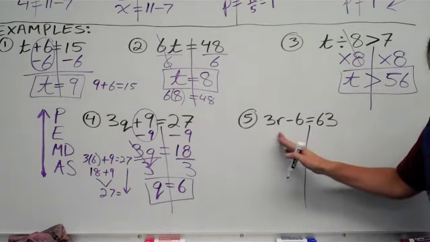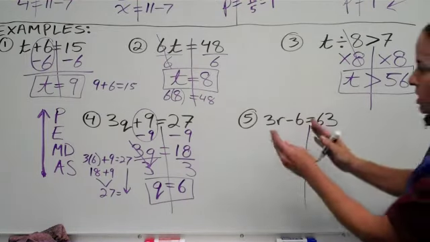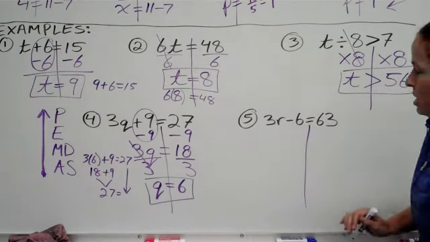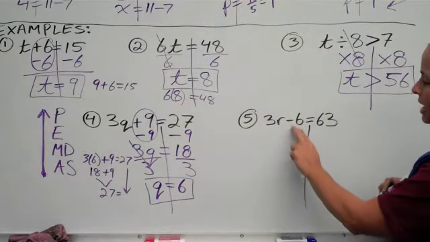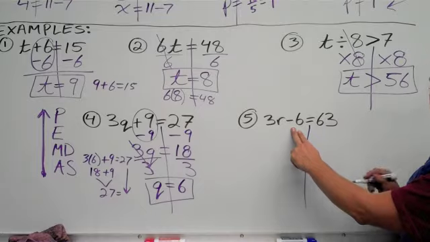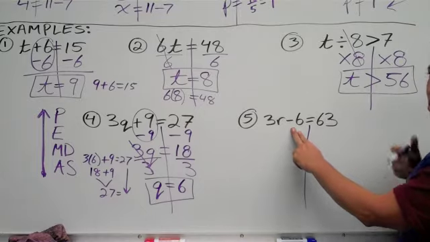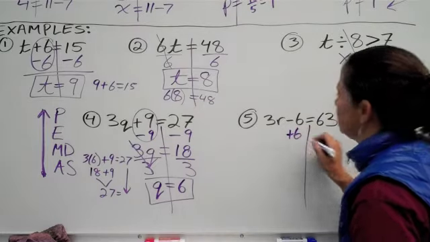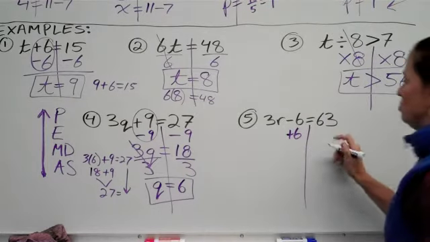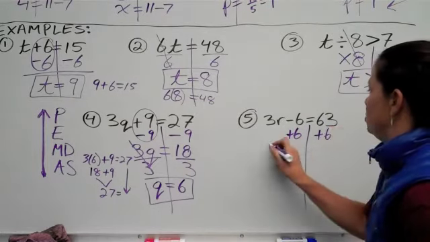Number 5, inverse operations. Start by building my fence. I want to get the r by itself. It's on the left side of the equation, so I want to get rid of anything that's on the left with it. Doing PEMDAS backwards, I'm going to start with adding and subtracting. I have currently a minus 6 or a negative 6, so I'm going to do the opposite or the inverse, and I'm going to add 6. If I do it to one side, I must do it to the other side of the equation.